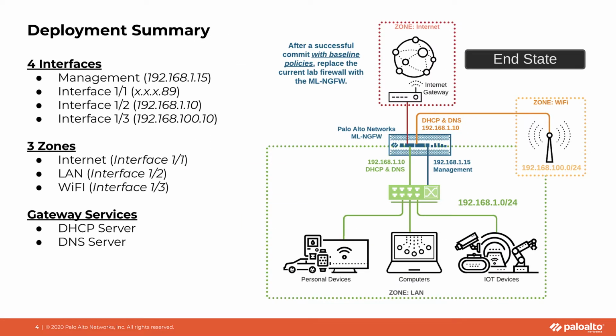The desired state will be to replace the existing firewall with the Palo Alto Networks Next-Gen Firewall. We're going to create an additional zone for the Wi-Fi bridge device. We'll create a zone for the personal computers and IoT devices, and we'll connect it to the internet. We'll also include the DHCP and DNS services on the PA firewall.